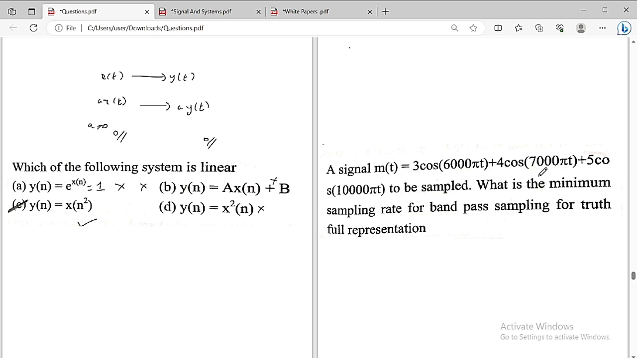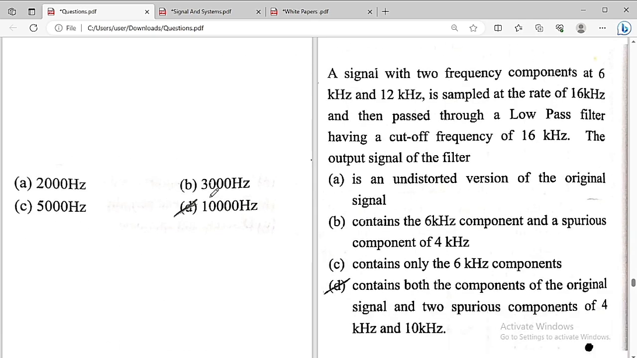So basically they have given some analog signal, and what is the minimum sampling frequency? Sampling rate means the minimum sampling frequency that we need to figure out in order to get back the original signal from its samples. That is what they are asking in this question. Out of the 4 options, option D is the correct solution of this question: 10,000 hertz.